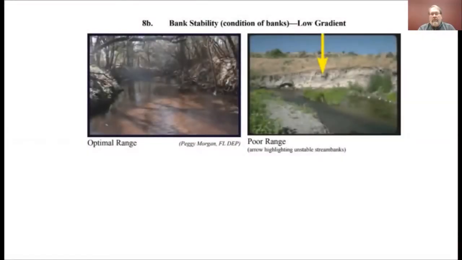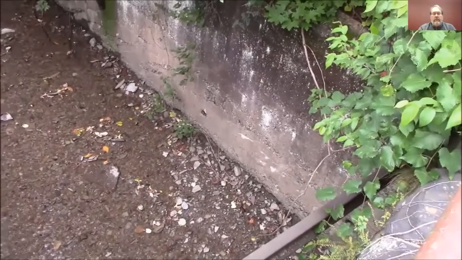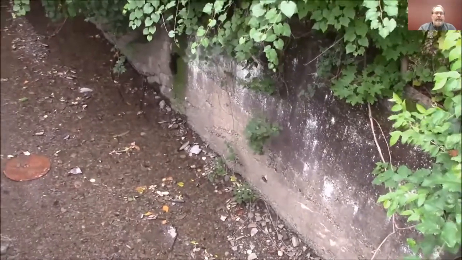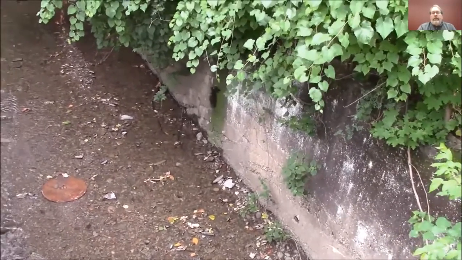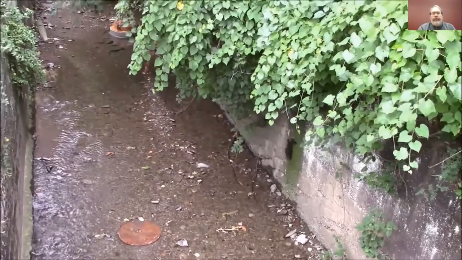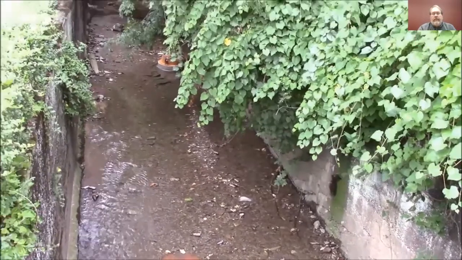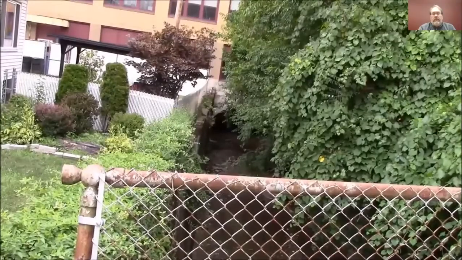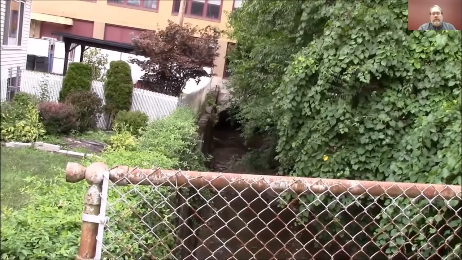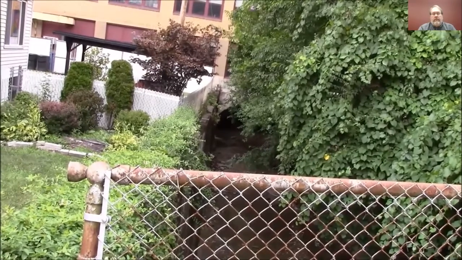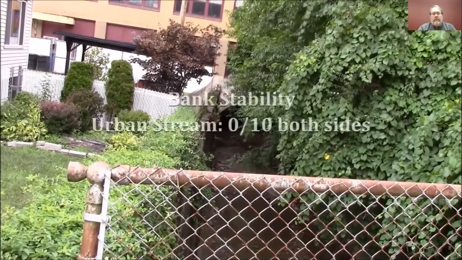Our next category is bank stability, which measures the degree to which the stream bank has eroded or has the potential to erode. For the urban stream, there really is no bank, just cement. Technically, the cement itself would be stable from erosion, but the fact that there is no stream bank is very detrimental to the health of the stream. In addition, surrounding lawns and properties are not necessarily free from erosion. Verdict, poor, 0 out of 10 on both sides.